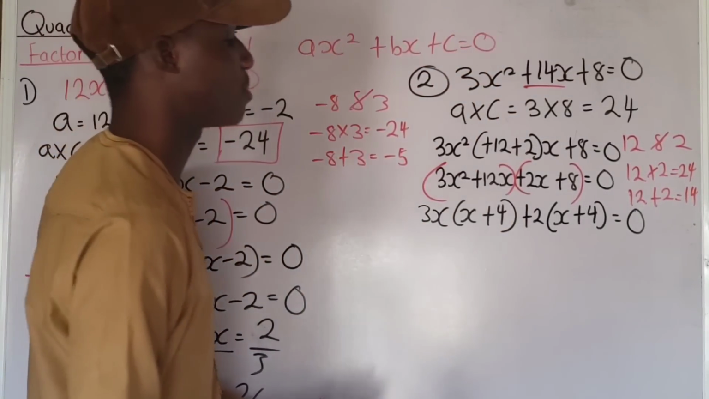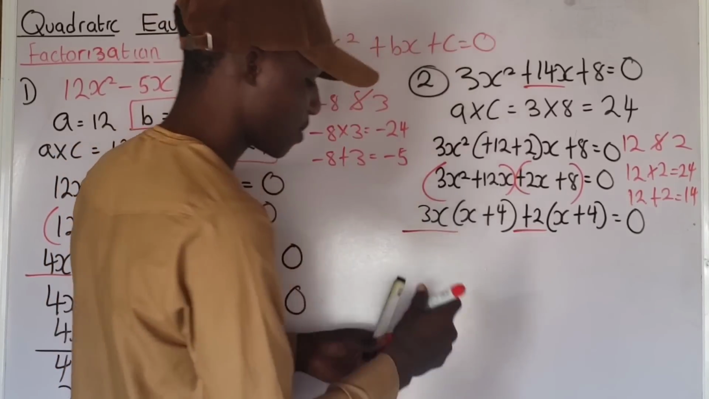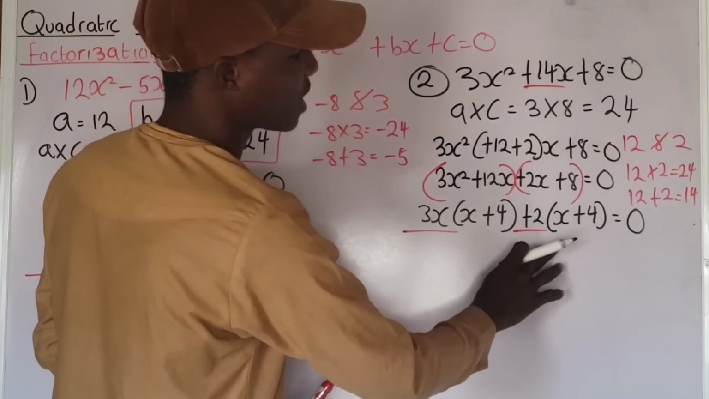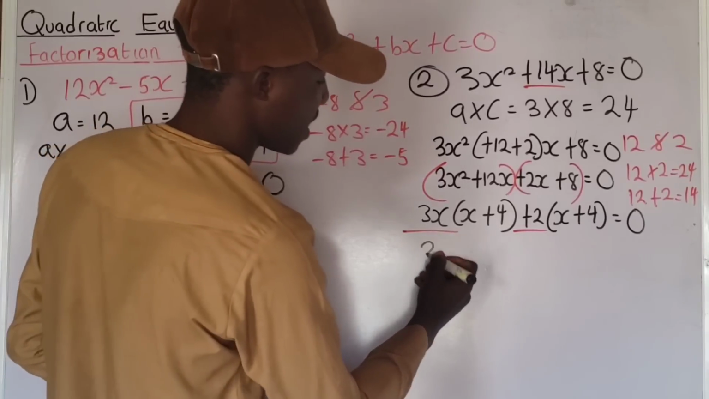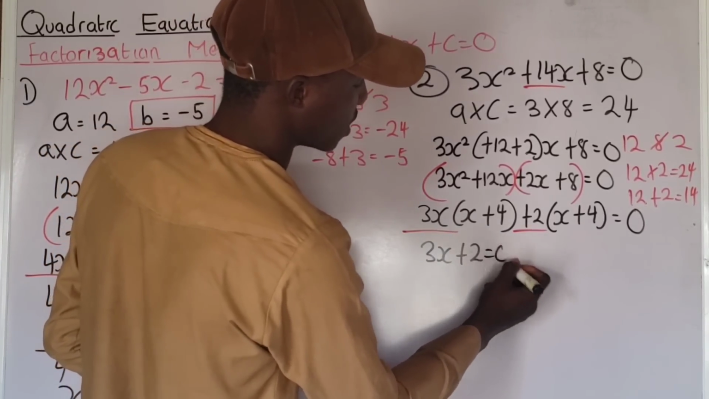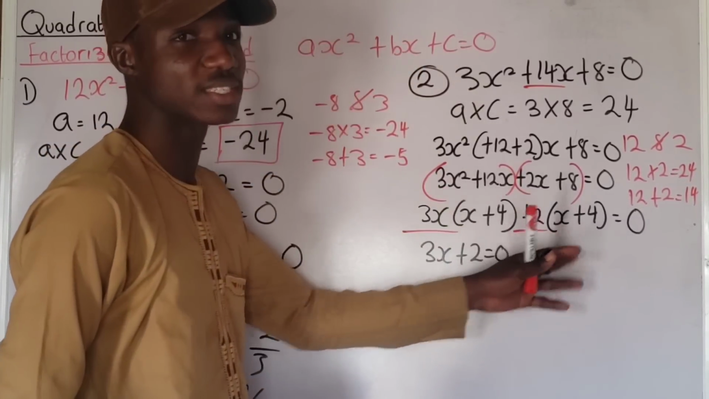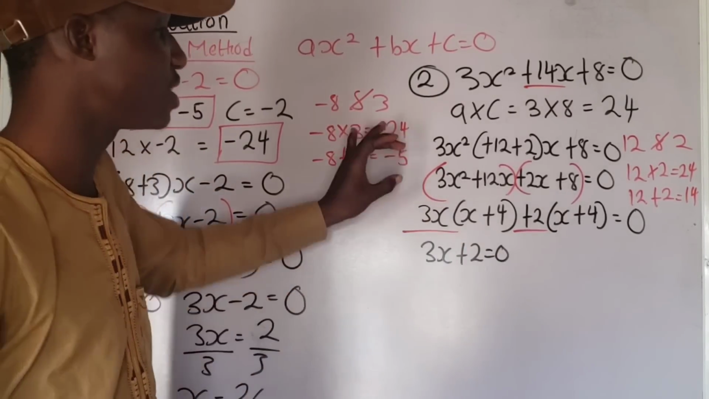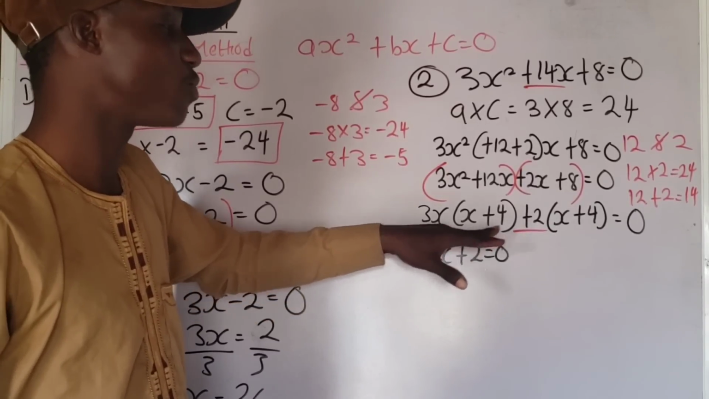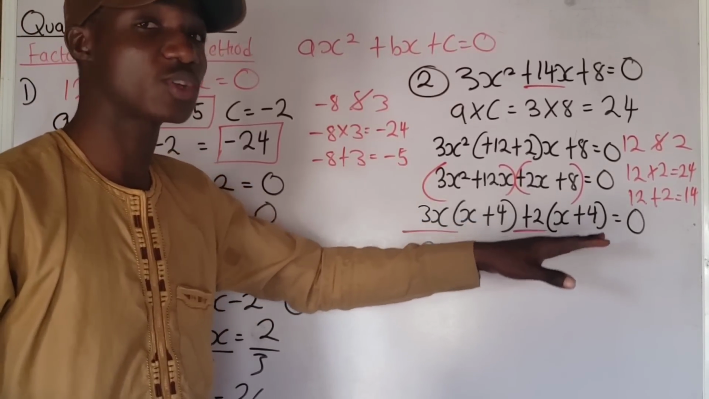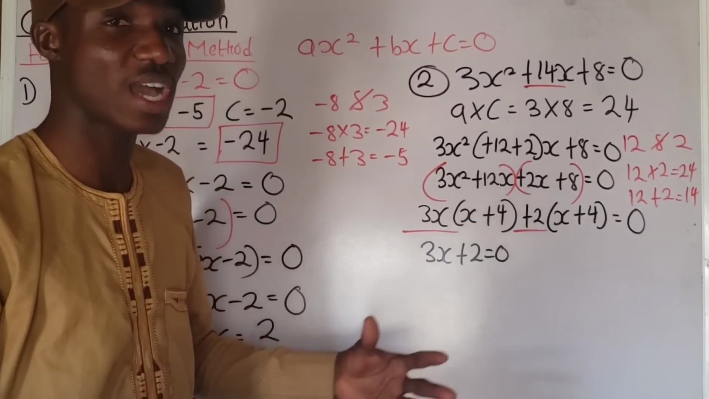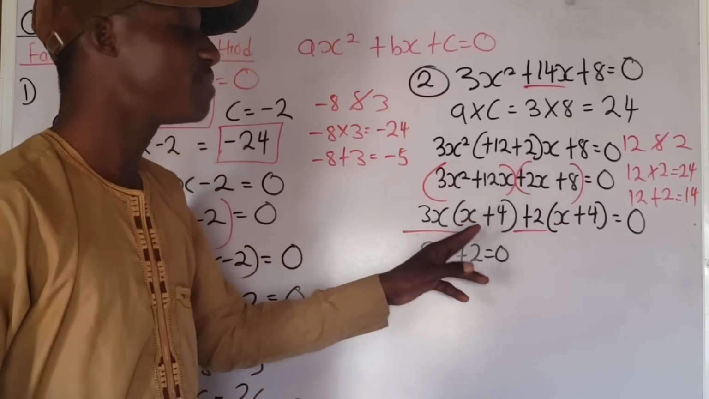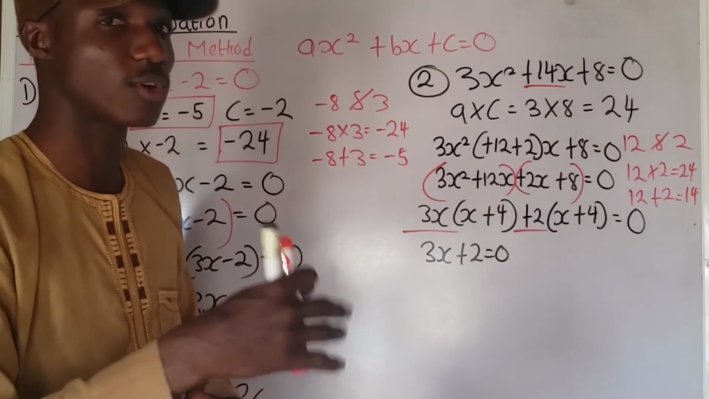Now, having gotten the common factors, I'm going to take the common factors and set them equal to 0. The common factor of the first bracket is 3x, and that of the second bracket is plus 2. So I'm going to have 3x plus 2 equals 0, and I'm going to take one of these brackets. Now, let me give you a hint. Anytime you get to this point and you factorize this quadratic equation, what you have in this bracket must be the same as what you have in the other bracket. If you are doing an exam and you didn't have the same answer, that means something is wrong. You have to cross-check, you understand?